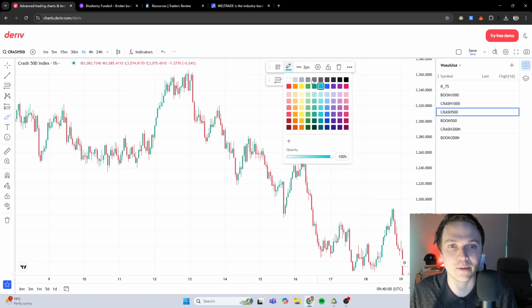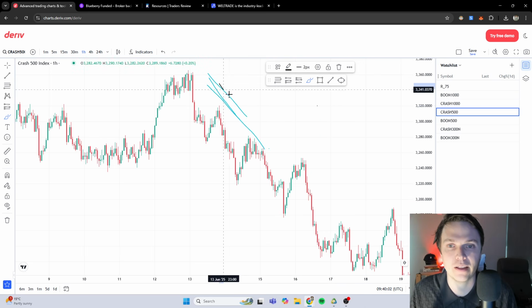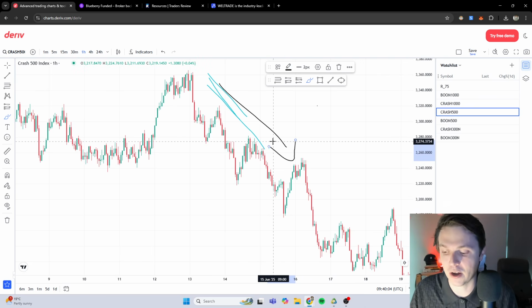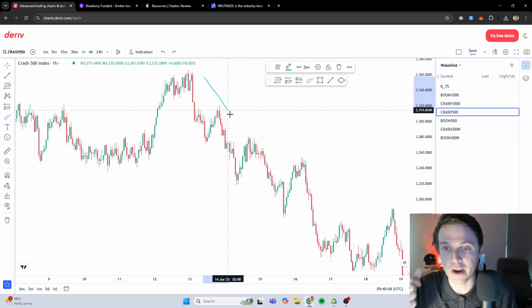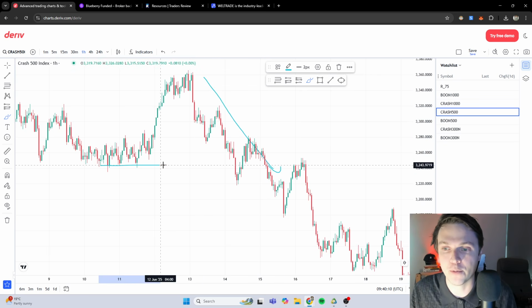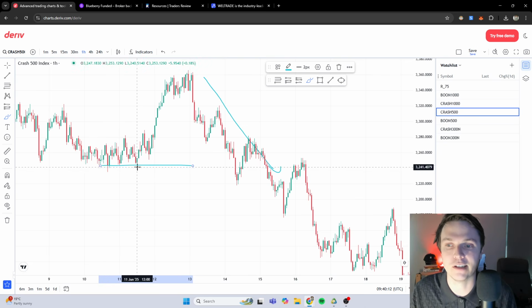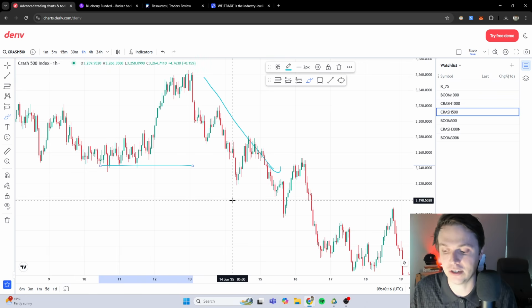Okay, so you can see that we have Crash moving down to the bottom here. Let's quickly just change this pencil color. There we go. We have Crash moving down to the bottom here. Let's delete all these lines that just formed. So Crash moved to the bottom here and it broke this low. So you can see all these lows indicating a major low. This is a strong break of structure to the downside.